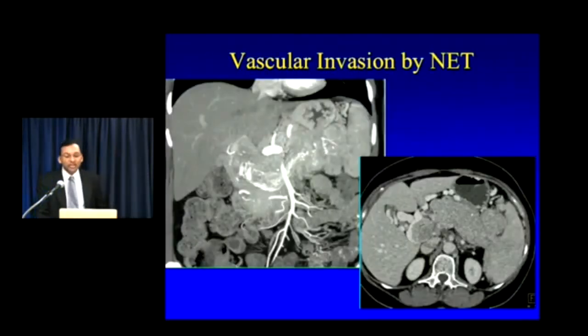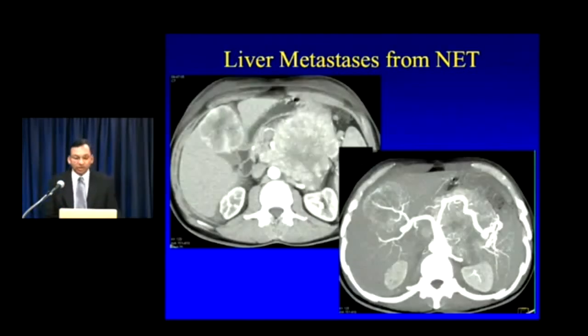Here's another example. Again, you can see this large mass involving much of the pancreas. It's invading the portal vein and the splenic vein, distending those vessels. And notice on the coronal MIP arterial phase reconstruction, there's dramatic hypervascularity within the tumor thrombus, classic neuroendocrine tumor.